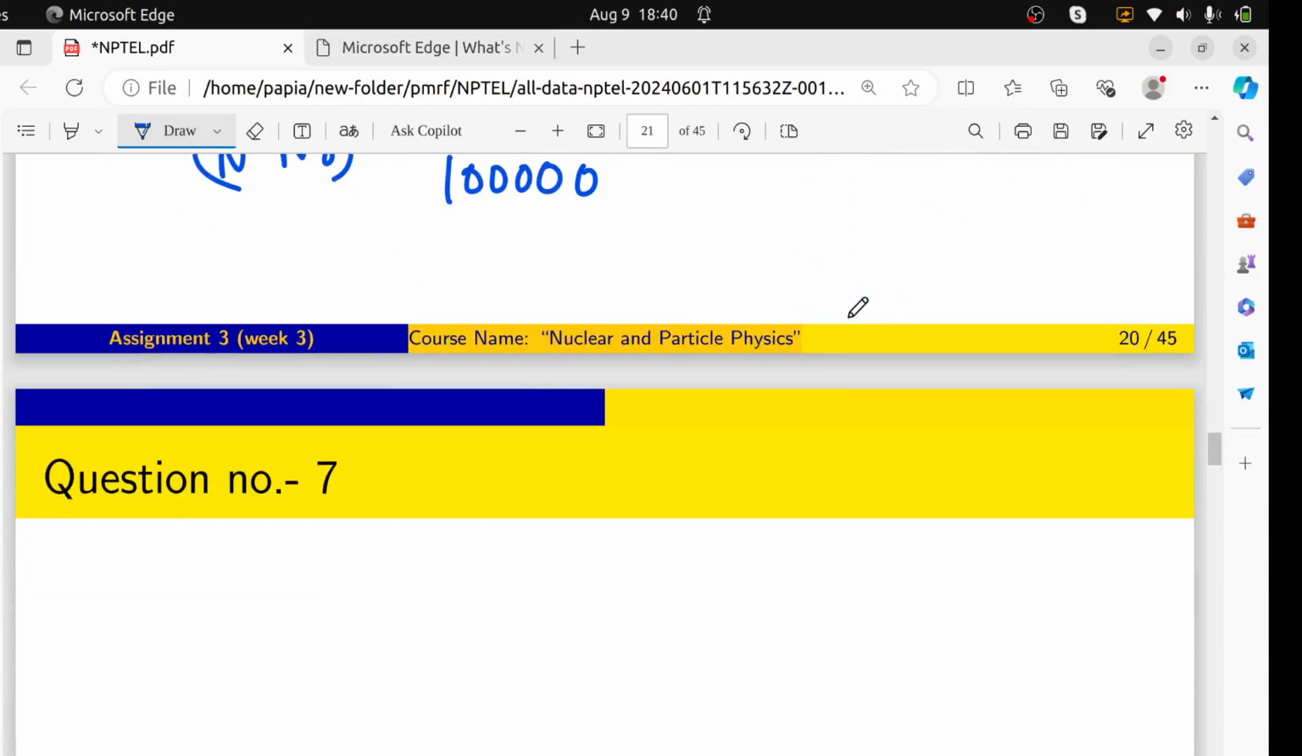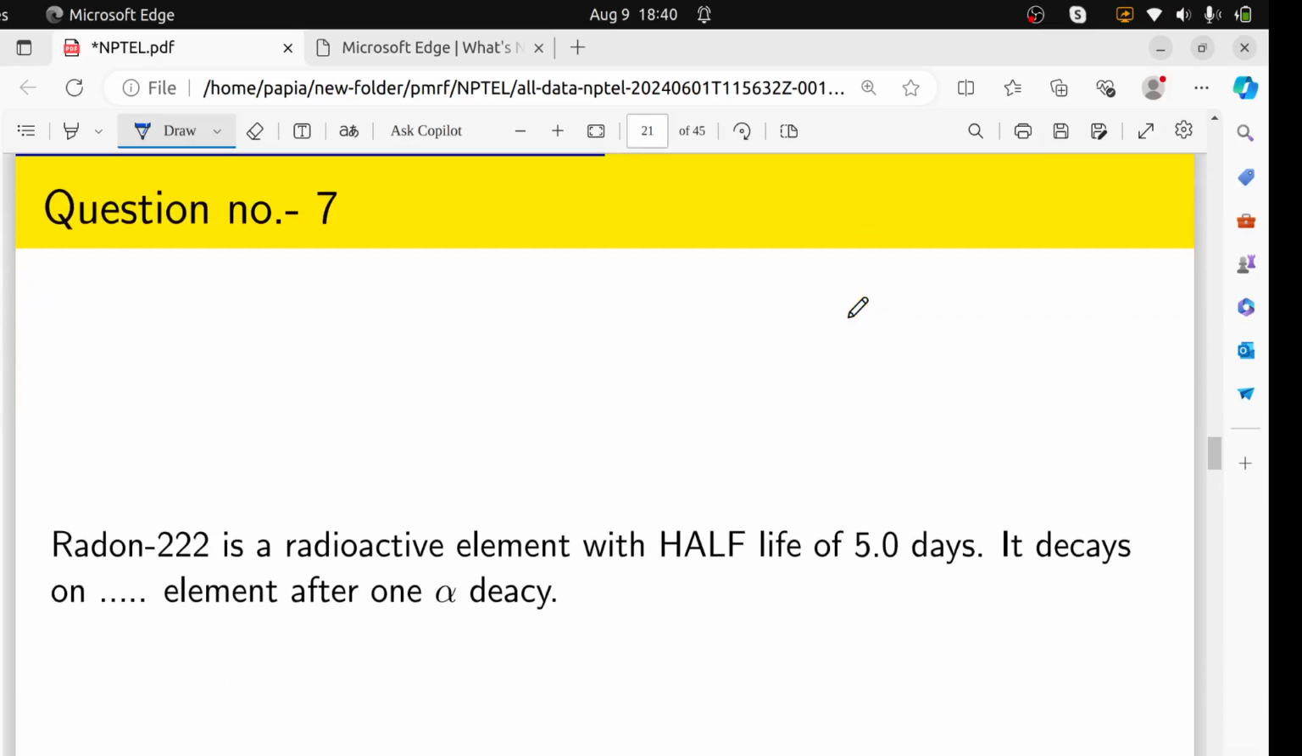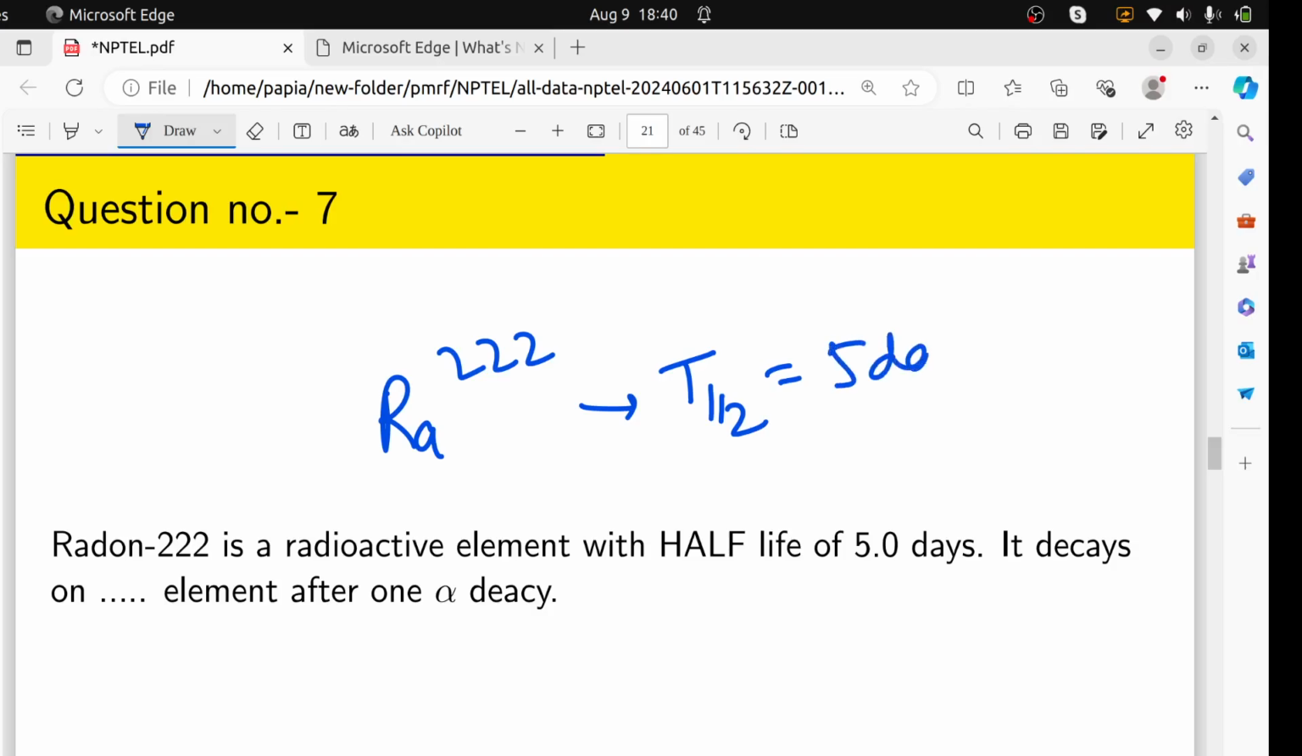Okay. So now question number 7. Radon-222 is a radioactive element with a half-life of 5 days. Radon-222 has a half-life of 5 days. It decays accordingly. Which element is formed after 1 alpha decay?